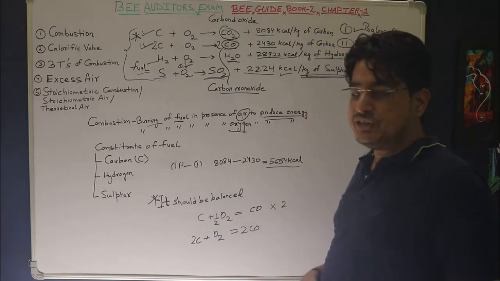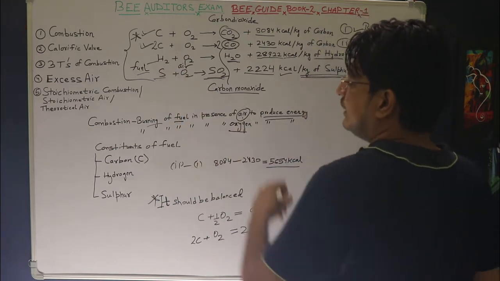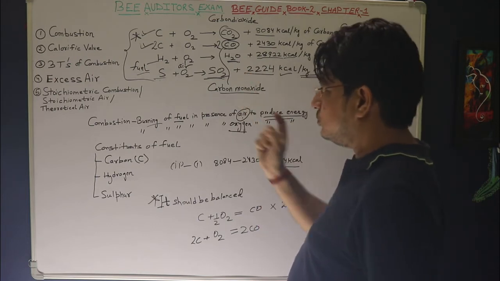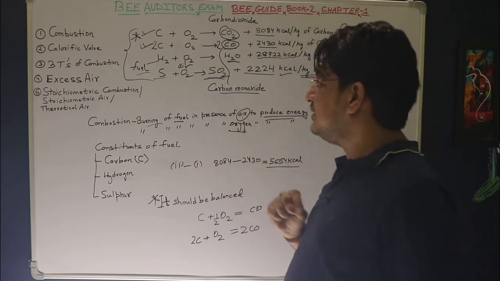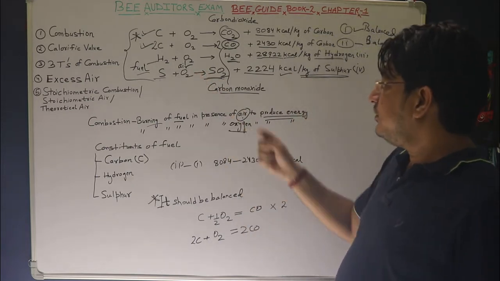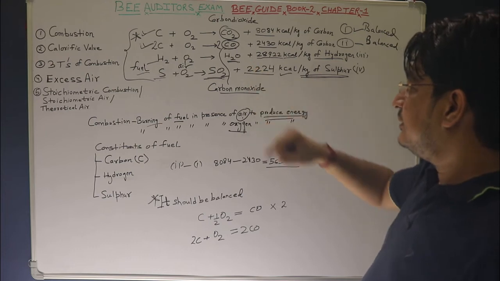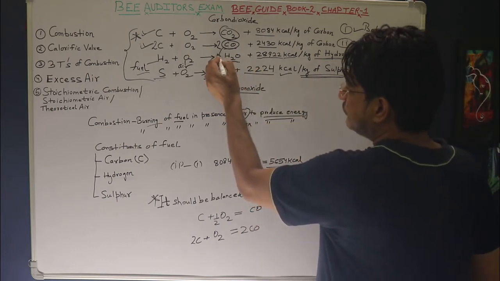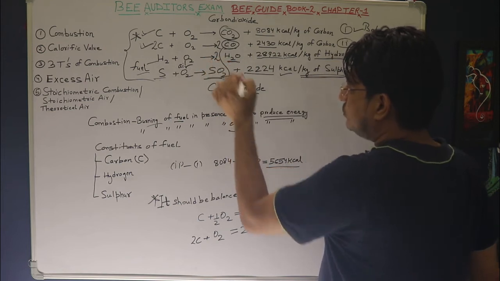As you can see here in equation 3, the quantity of hydrogen on the left hand side is 2, the quantity of hydrogen on the right hand side is 2, so the hydrogen is automatically balanced. The quantity of oxygen on the left hand side is 2, the quantity of oxygen on the right hand side is 1. So what I need to do is multiply here by 2.